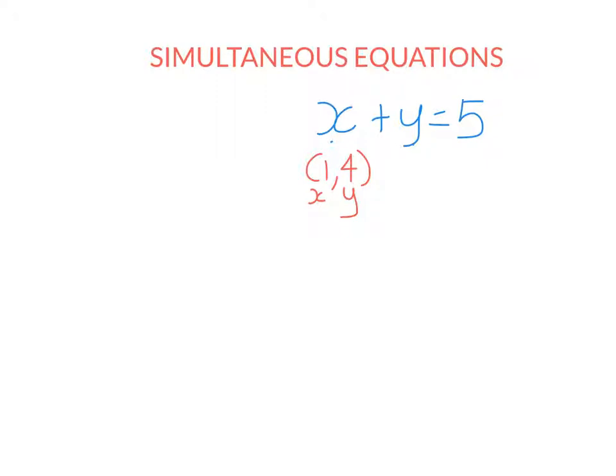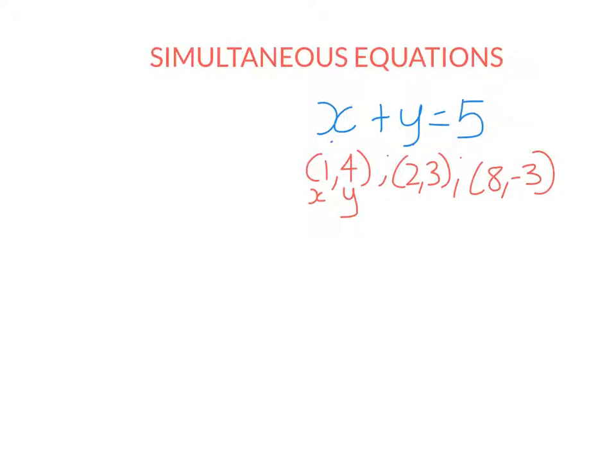So that's a solution to this equation, because if I substitute x equals 1, y equals 4, I get a true statement. 1 plus 4 does equal 5. There are heaps of other ones I could choose. I could choose x equals 2, y equals 3. I could choose x equals 8, y equals minus 3. There are infinitely many solutions. So we don't have enough information here to come up with just one solution.